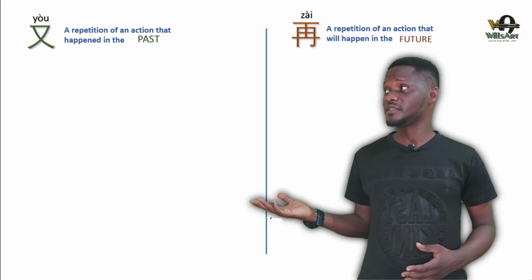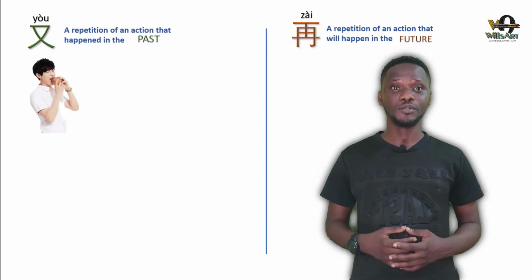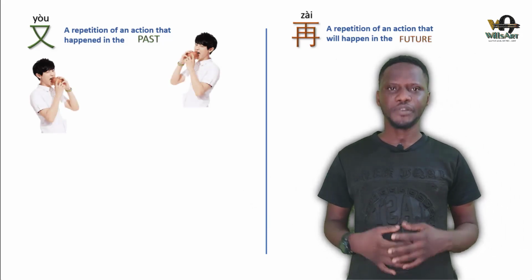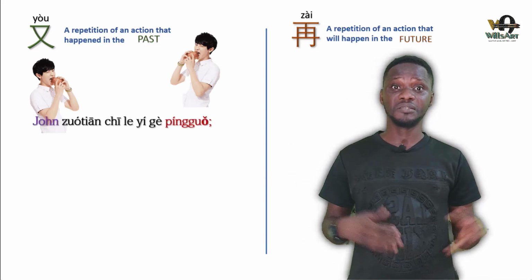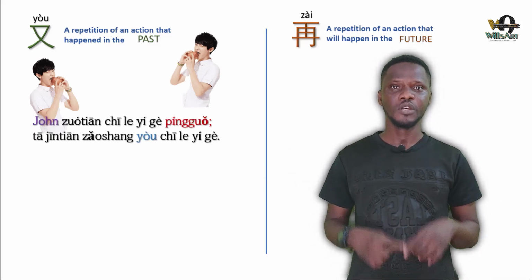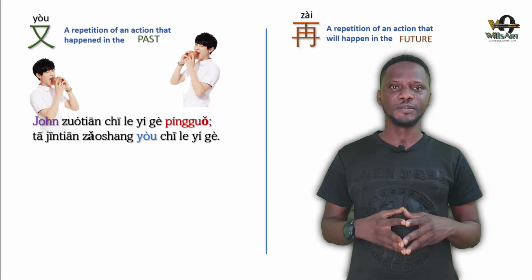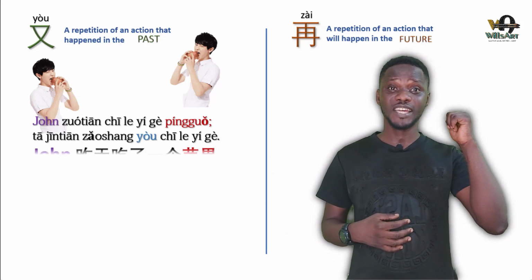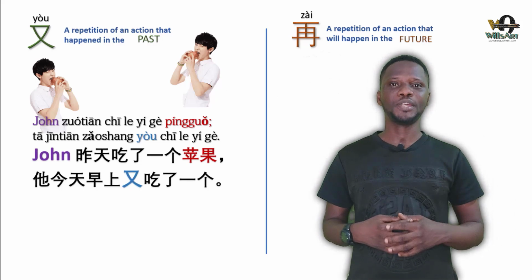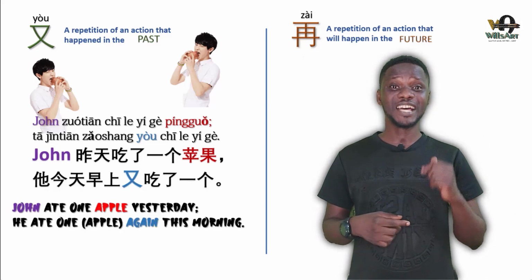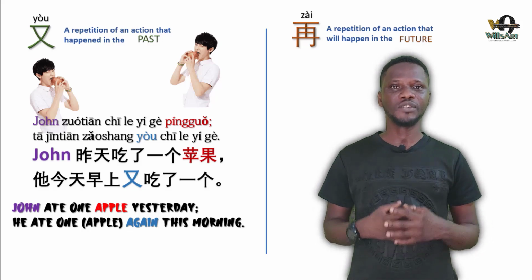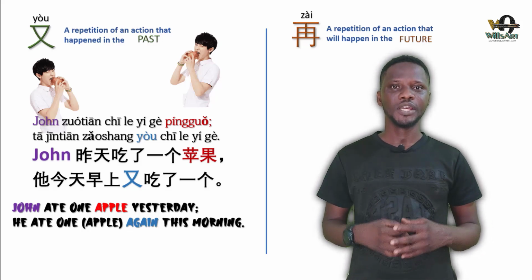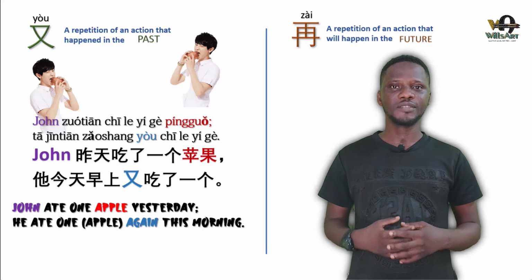So this is John. He likes to eat apples. He can eat an apple every day. For example, how do we say that John ate an apple yesterday and he still ate an apple this morning? This is how we're going to say it in Chinese. John 昨天吃了一个苹果，又今天早上又吃了一个。Which means John ate an apple yesterday. He ate one again this morning.